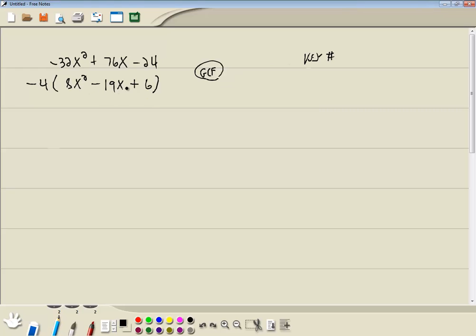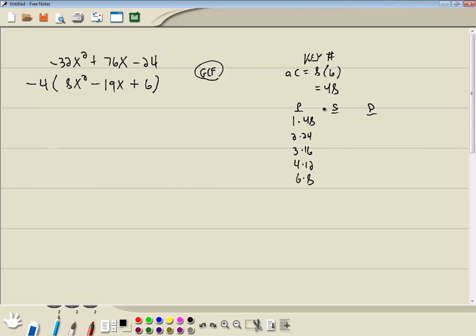So now we're going to use the key number, because we have x squared, x, no x, and there's a number for our x squared. For the key number, we take the number at the beginning times the number at the end, ignoring signs, which gives us 48. We're going to create our three columns. P column, the product gives us 48. We've got 1 times 48, 2 times 24, 3 times 16, 4 times 12, 6 times 8.